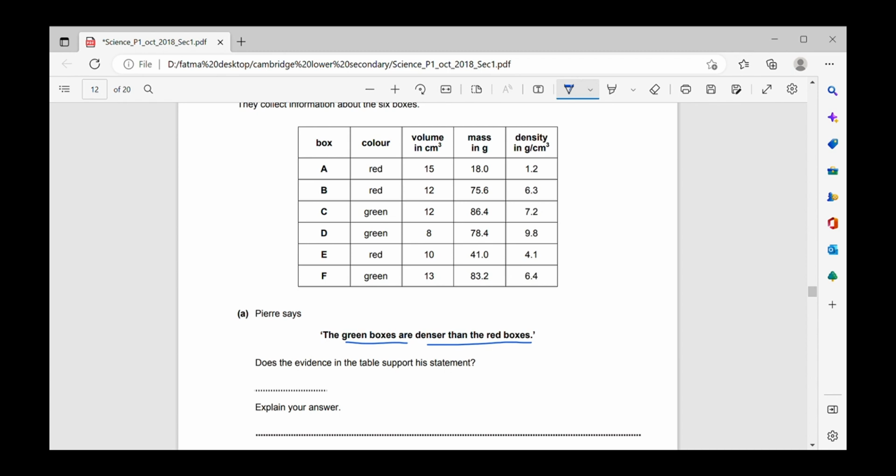Explain your answer. He said here the green boxes are denser. Let's look at the green boxes. Green, green, green. C, D, and F. What are the densities? We have the density here. It's 7.2, 9.8, 6.4. If we look at the values of the densities, we will find that these values are the highest values among the other colors. So does the evidence in the table support this statement? It's a yes.